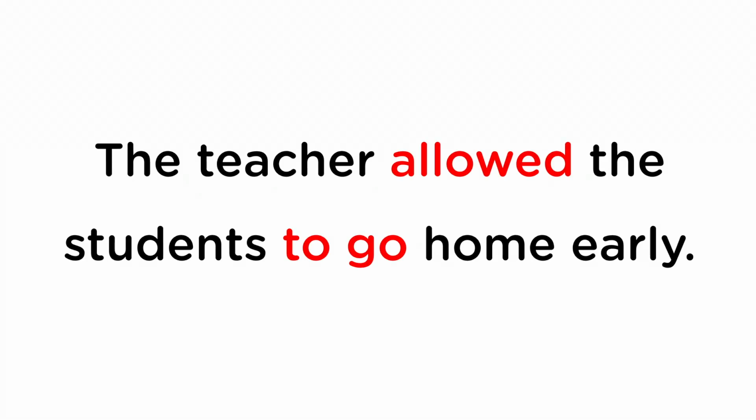So our first example here is the teacher allowed the students to go home early. Okay, so notice that we have our subject teacher with our verb allowed, and then we have the students, our object. So this is actually an example of an active sentence, okay?